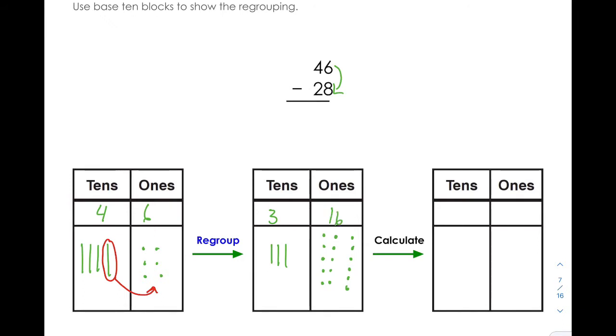Okay? So in the traditional method, the way that looks is I borrow. I took 1 away from the 4, so 3 were left here. And I gave 10 to the 6, which makes 16. So there is the 16, right? Now I can do 16 minus 8, because the answer is 8. And 3 minus 2 is 1. So 46 minus 28 is 18.